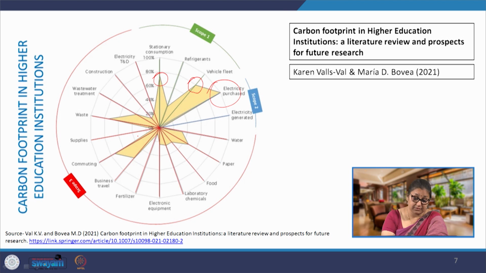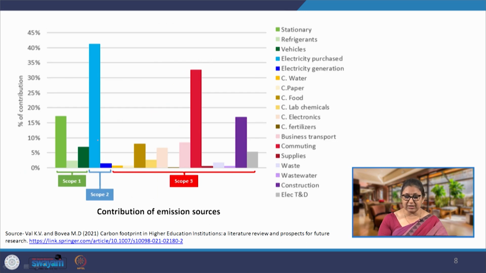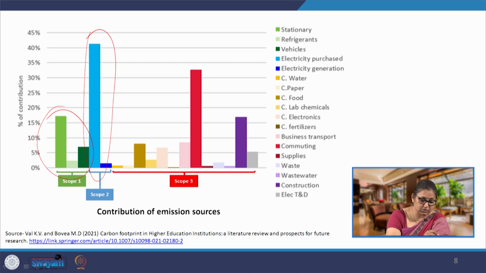Then we have a large amount of emission coming from daily commuting to the workplace from residences, and business travel. We also have emissions which are coming from waste processing. So, these are the prime contributors of emissions for a university campus. If we look at the percentage-wise distribution, we will see that scope 2, as we can see from the previous graph, is the highest, followed by scope 1 together, and under scope 3 we have commuting.